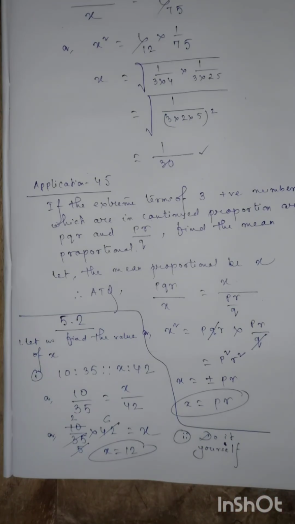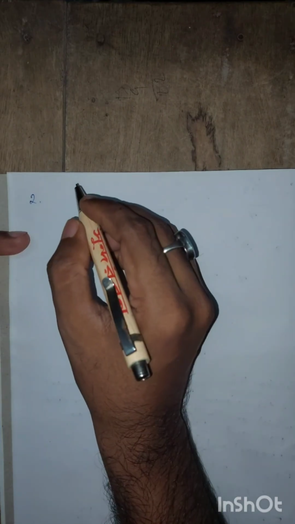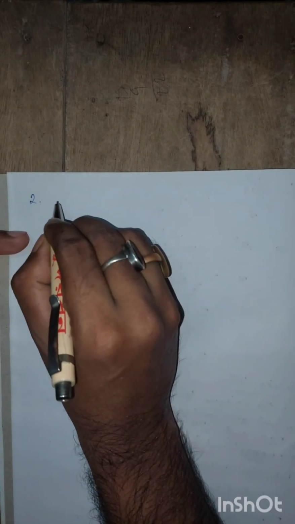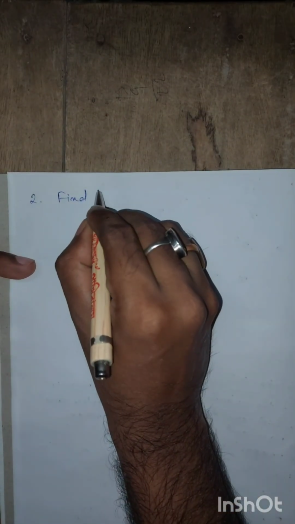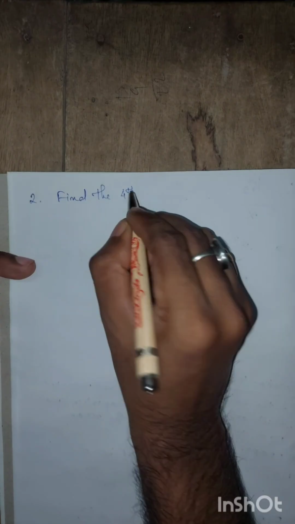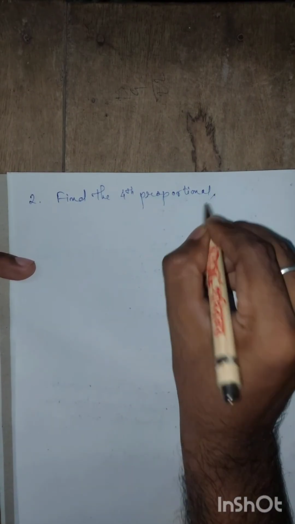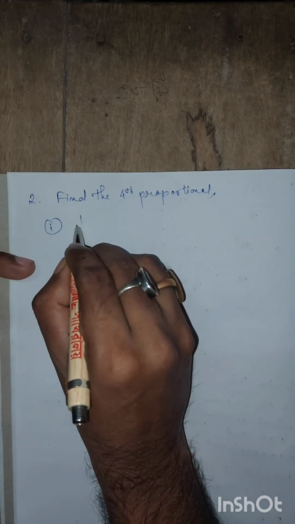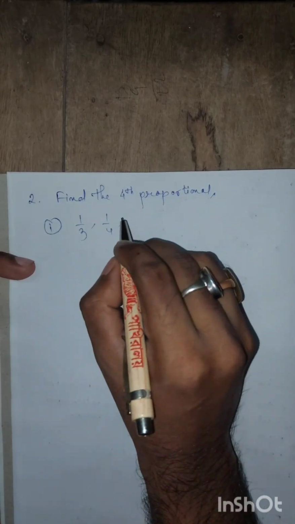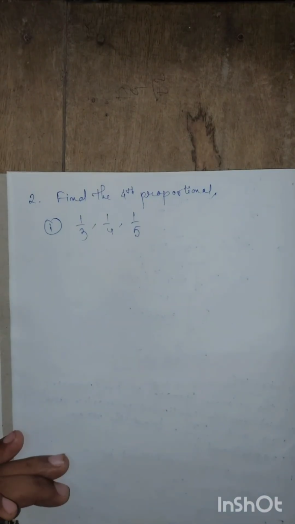Now let us proceed to question number 2. Question number 2 says, let us find the fourth proportional of the following. Roman 1, 1 by 3, comma 1 by 4, comma 1 by 5. So we need to find out the fourth proportional.